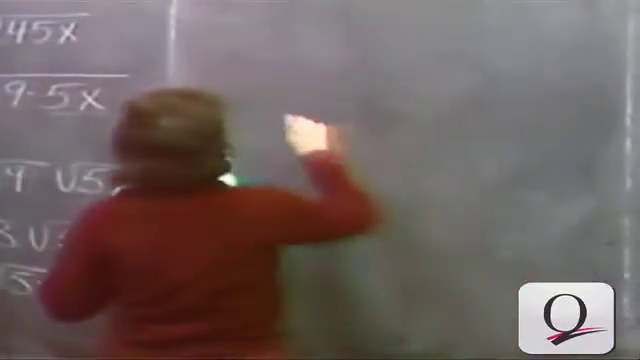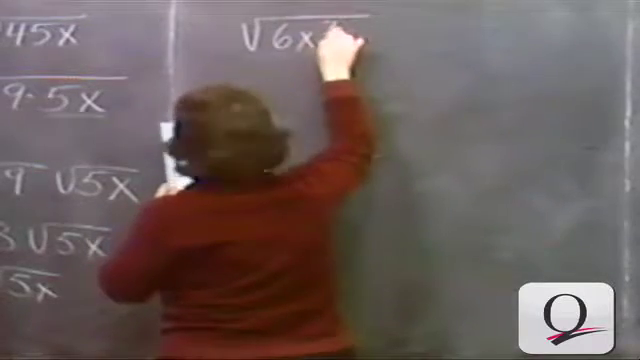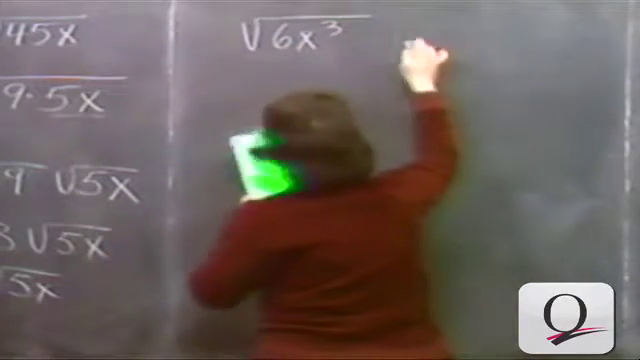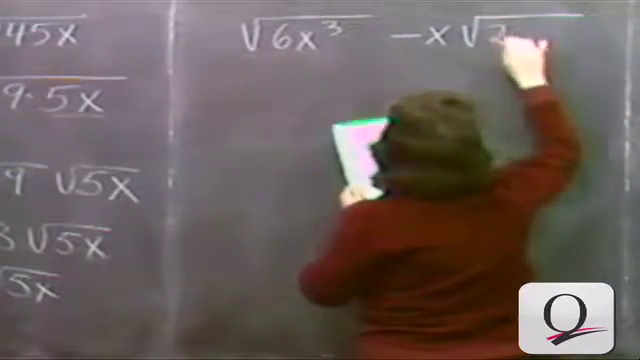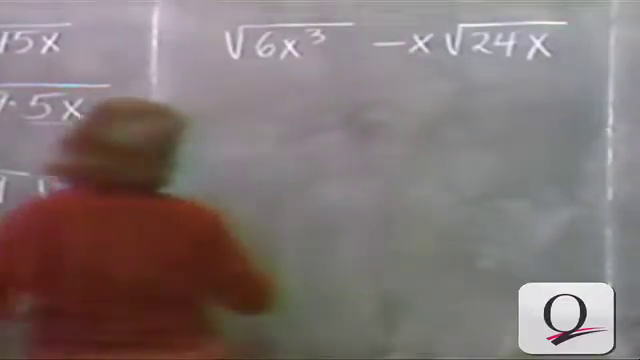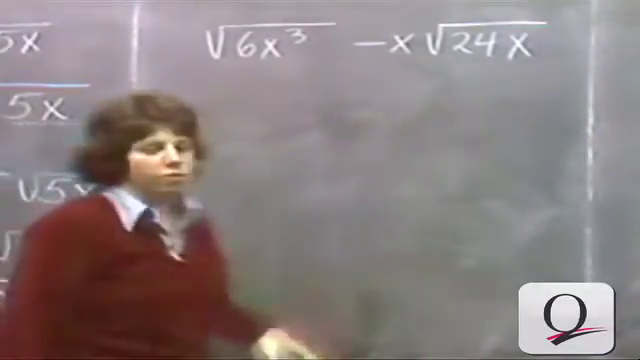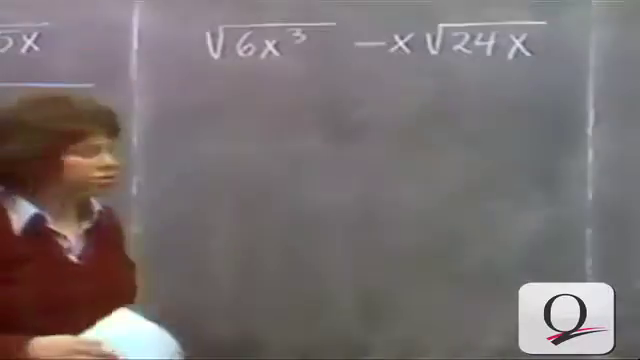Okay, let's try another example. The square root of 6x cubed minus x times the square root of 24x. Okay, it's been mentioned before, but I just want to go over it again. In all of our work with radicals here, we're going to assume that all variables are positive real numbers.